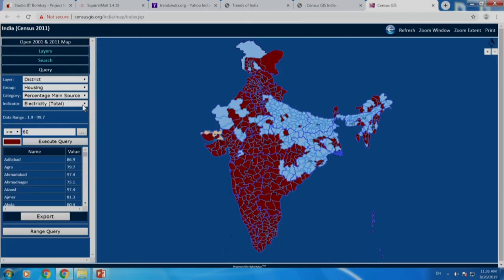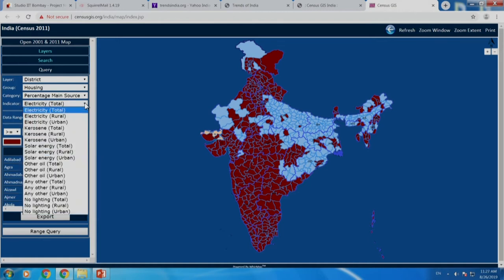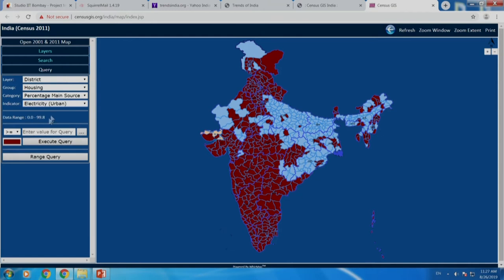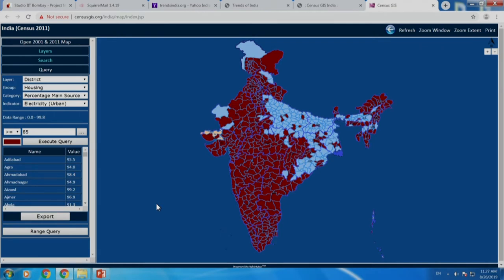Now let us go to urban area. So we are going to urban area and ask ourselves about houses. In urban area, let us be a little more ambitious and ask ourselves which are the districts where more than 85% houses are having electricity. You get a fairly neat picture. Okay, you can also be a little more ambitious and say, let us say 88% houses.